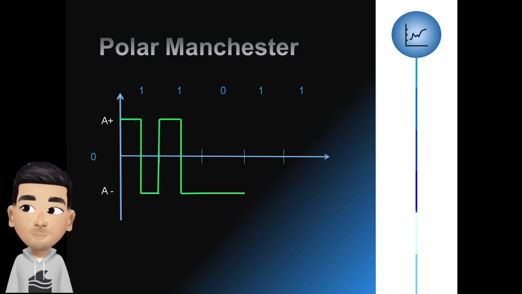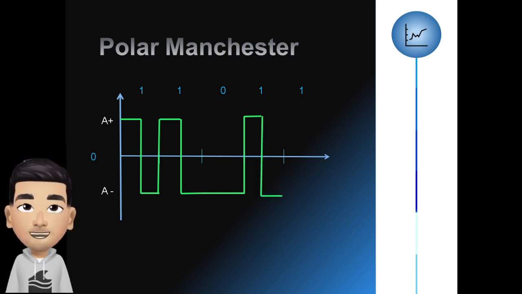So for the first half of the cycle, the signal will stay at A negative, then complete another half of the cycle in A negative. Then the next input is 1, which will make the signal rise up again to A positive to complete its half of the cycle. Then it will go down again to A negative to complete another half of its cycle.